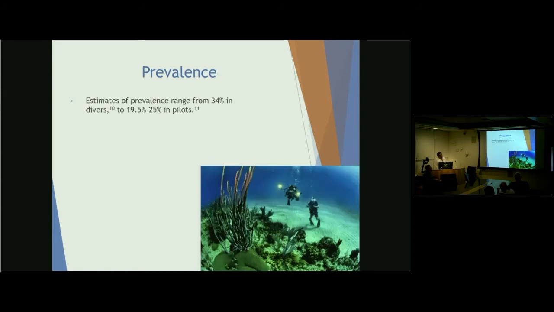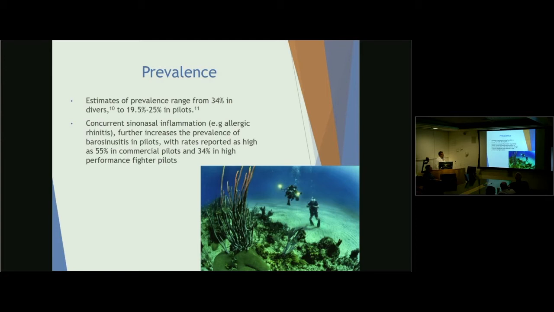So let's talk a little bit about prevalence. Interestingly, when you look at the literature, the estimate of the prevalence in divers and pilots is actually pretty high. We're talking about 34% in divers and 20 to 25% in pilots. They can experience sinus barotrauma. And having sinonasal inflammation during flight or diving, such as allergic rhinitis, can further increase the prevalence of barosinusitis in pilots or divers. Rates are reported as high as 55% in commercial pilots if they fly when they have an acute sinus infection, or it's allergy season, and they're not taking precautions when they're flying. It can also be seen in up to 34% of high-performance fighter pilots.